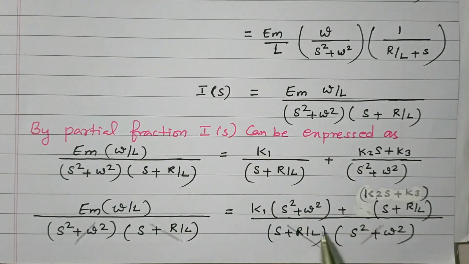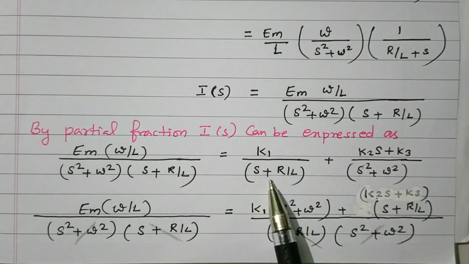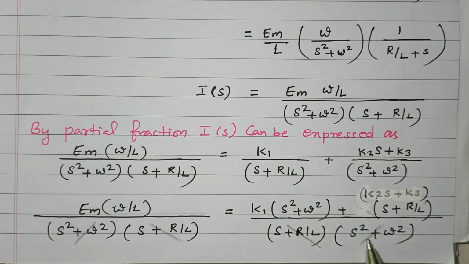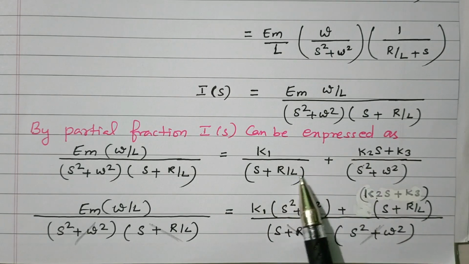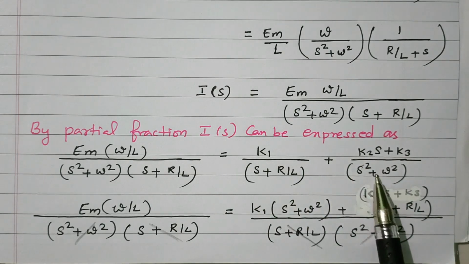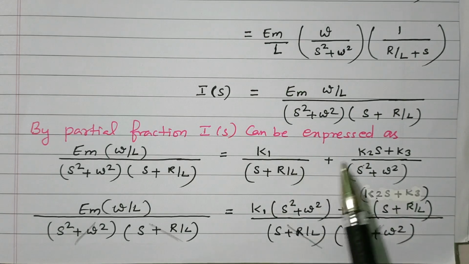We take the LCM. So here only s plus R by L is available. This term is not available, so it is multiplied. Here s square plus omega square is available. This term is not available, so it is multiplied. So this term is multiplied here in order to take the LCM.